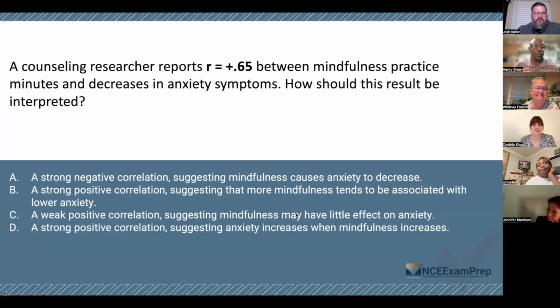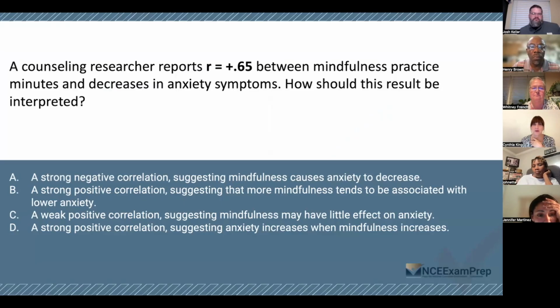Okay. A counseling researcher reports a correlation coefficient of plus 0.65 between mindfulness practice minutes and decreases in anxiety symptoms. How should this result be interpreted? A: A strong negative correlation suggesting mindfulness causes anxiety to decrease. B: A strong positive correlation suggesting that more mindfulness tends to be associated with lower anxiety. C: A weak positive correlation suggesting mindfulness may have little effect on anxiety. D: A strong positive correlation suggesting anxiety increases when mindfulness increases. B.